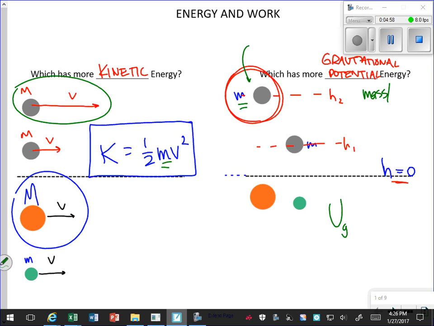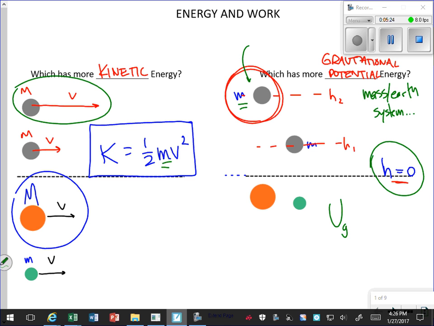Keep your eyes peeled for things about the mass and the Earth, the mass-Earth system. That's what has gravitational potential energy. And the higher up things are above some arbitrarily chosen height 0, the more gravitational potential energy they have.